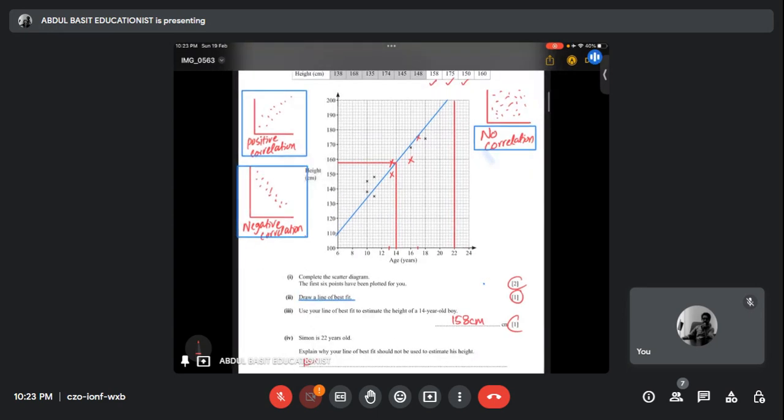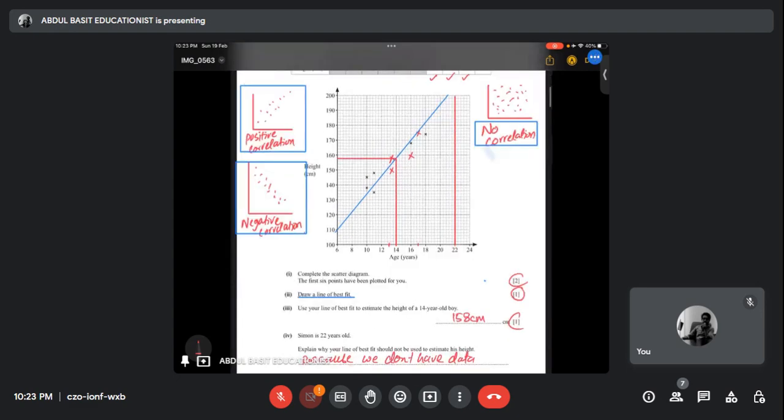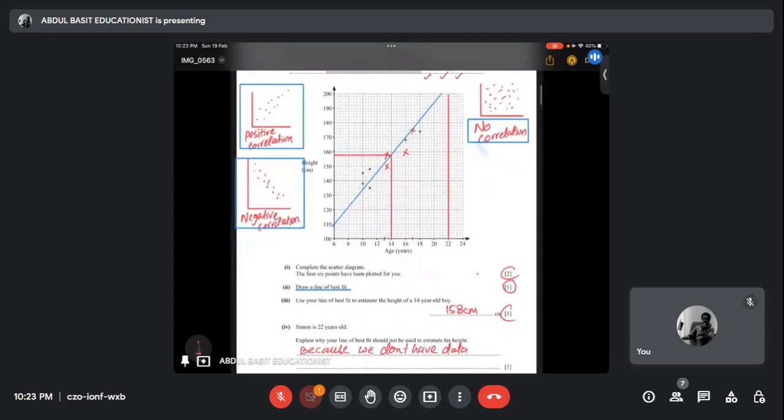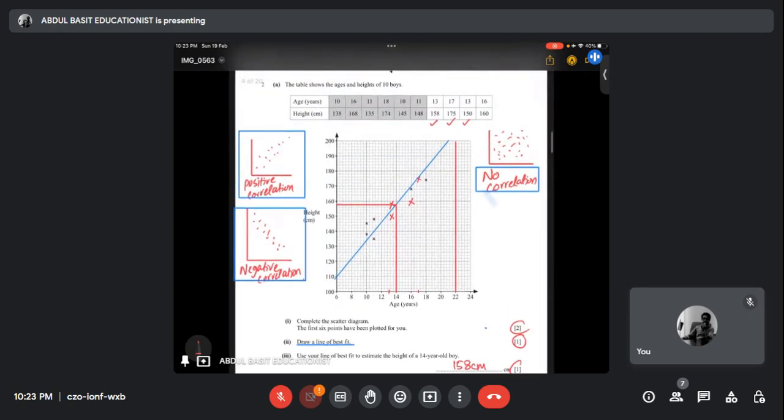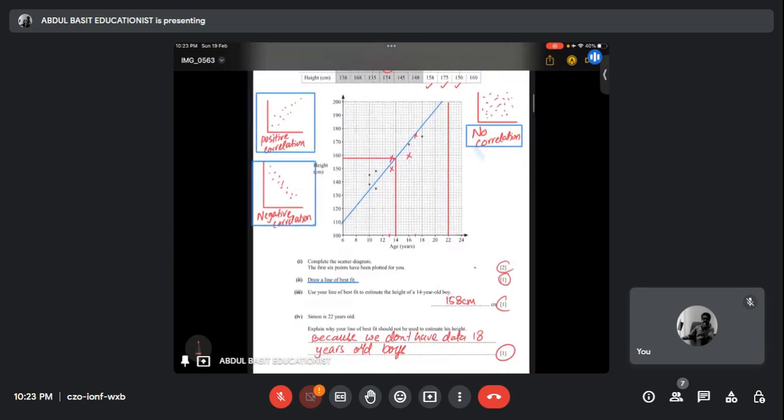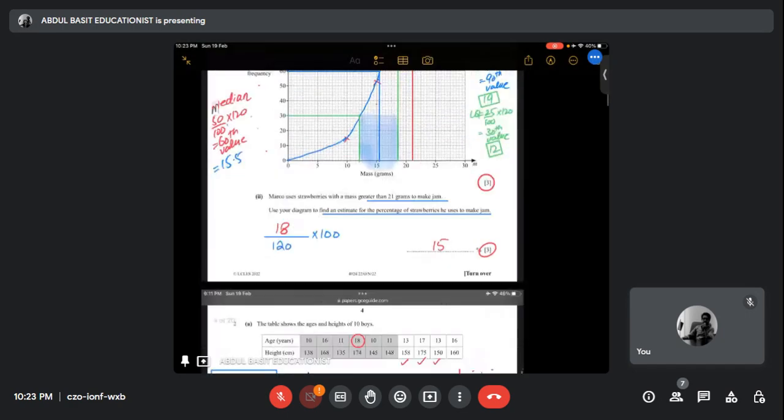Yes, sir. Because we don't have data greater than 18. Greater than 18 years old boys. Is this clear, everybody? Yes or no? Because the highest age in this data is 18 years old, and we don't have any data greater than 18. So that's the reason I cannot predict anything about that. Is this clear, everybody? Yes, sir.